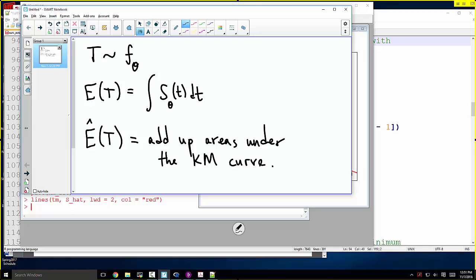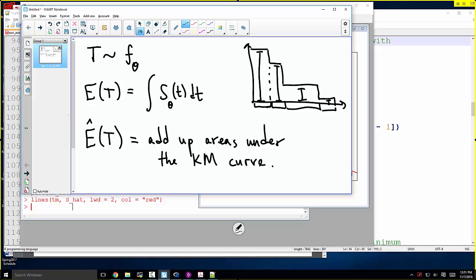So, for example, if we had a step function like this, the integral of it would be this width times this height plus this width times that height plus this width times that height, this width times that height. So just sum up the areas of the rectangles underneath the step function.